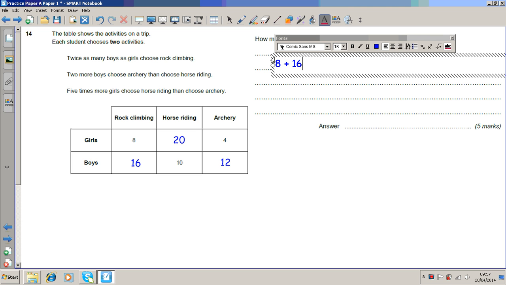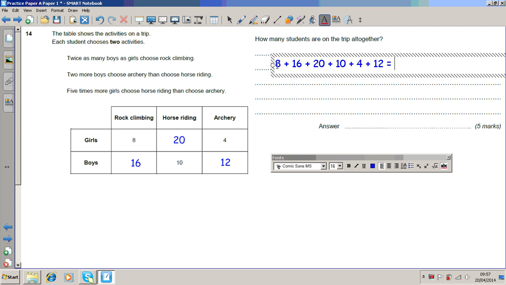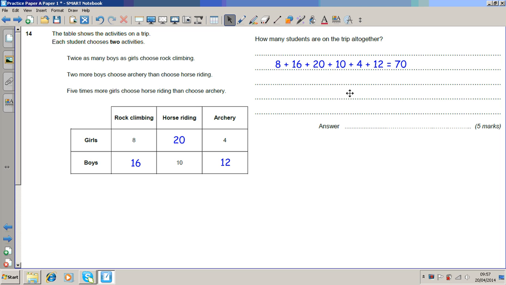Plus 16, plus 20, 10, 4, plus 12. So now how you add these is up to you. I'll pick off pairs, I'll say, well, 8 and 12 go together to get 20, and 16 and 4 go together to 20, so that's 40, and then 20, 60 and 20 is 70. I guess you could do column method on that if you wanted to.